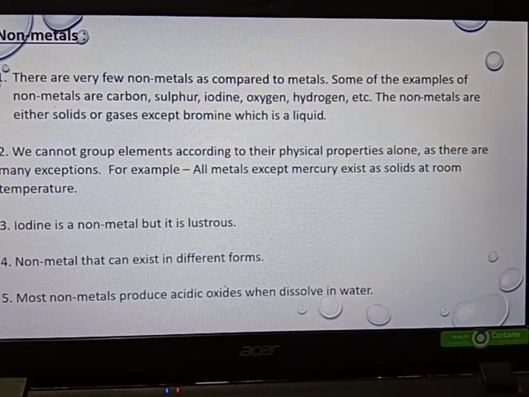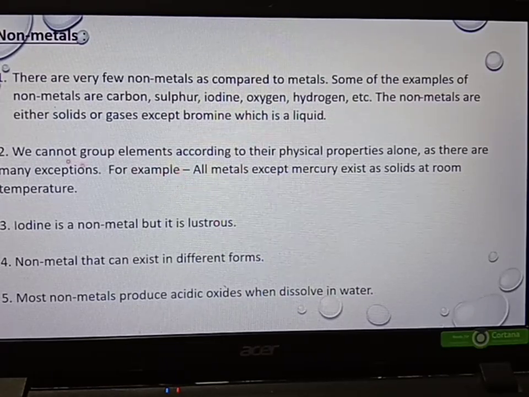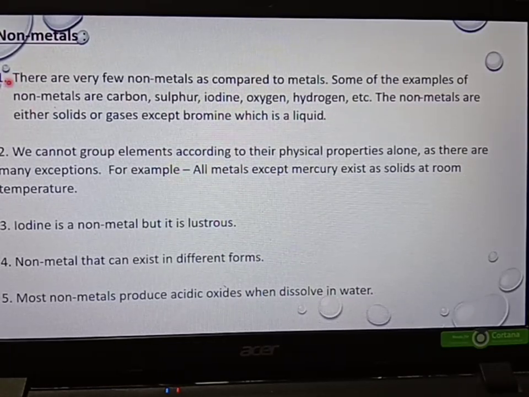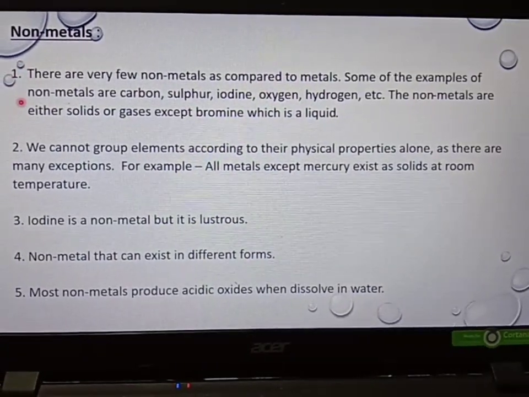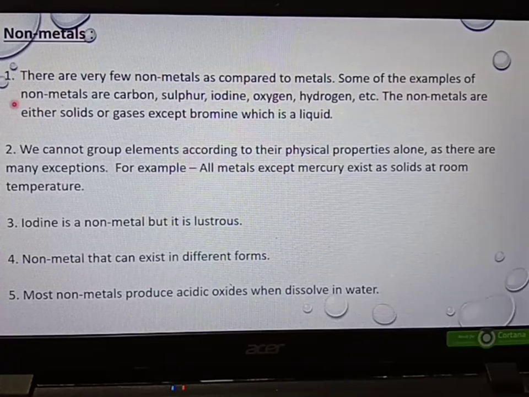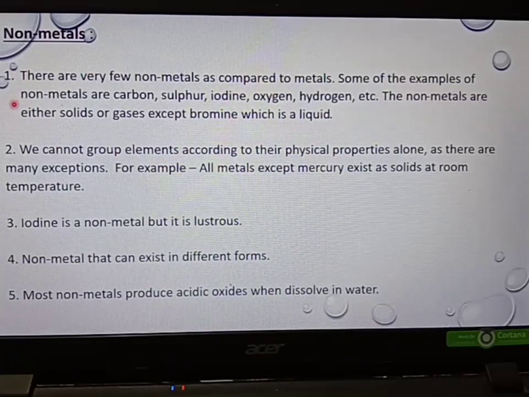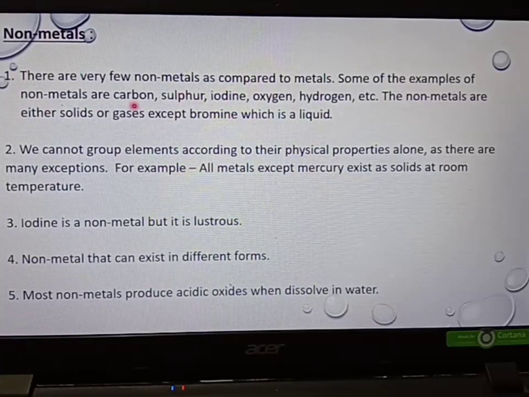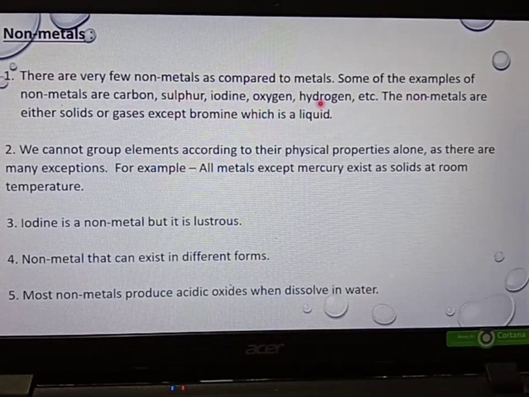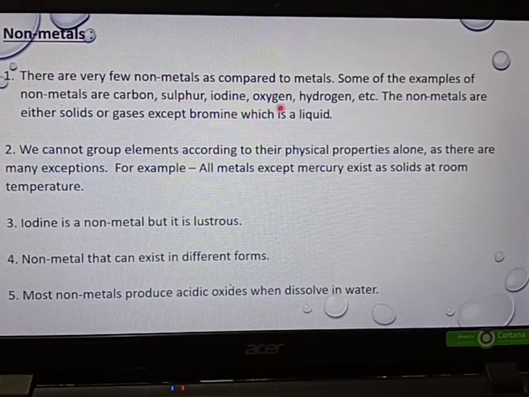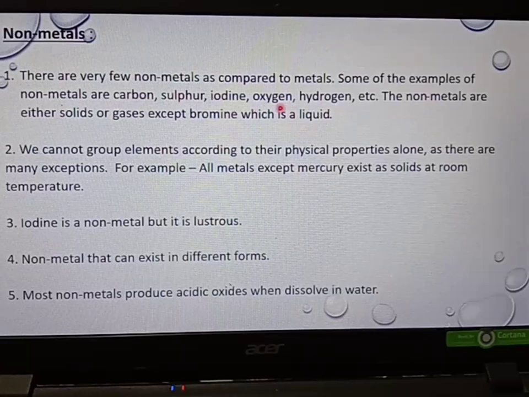Now, non-metals. Children, non-metals are very few in comparison with metals. That means the number of non-metals is less than the number of metals. Few examples of non-metals: carbon, sulfur, iodine, oxygen, hydrogen. You must have heard of them. Generally, non-metals exist in all three kinds of states. They can be solids, they can be liquid, they can be gaseous also.